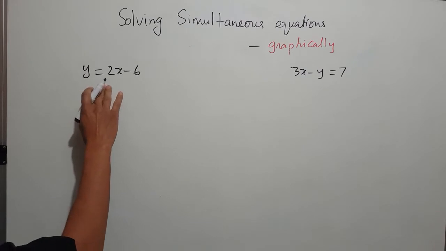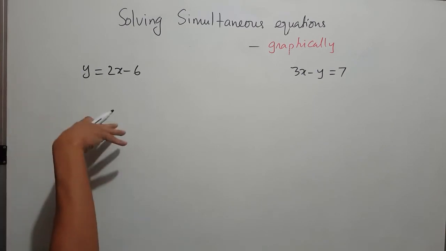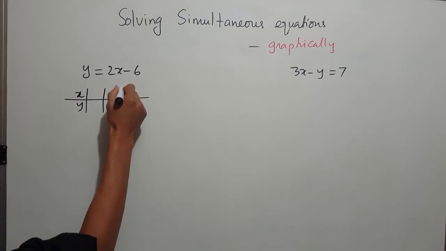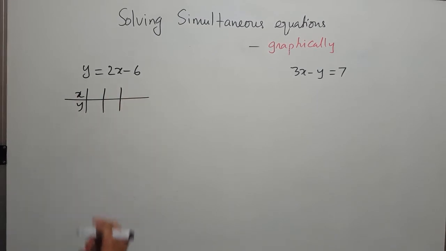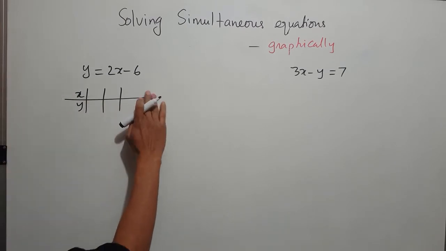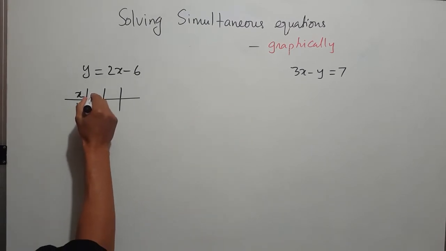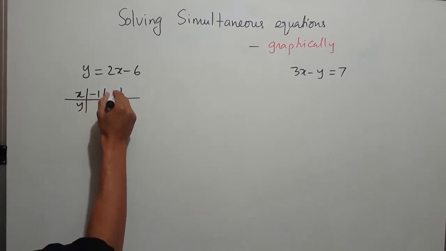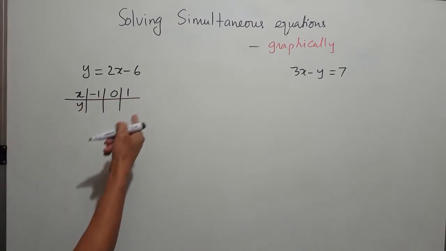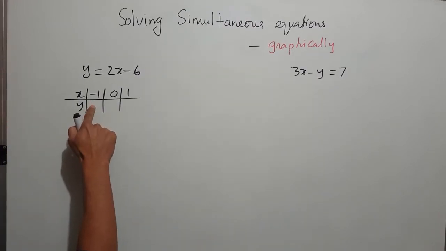In order to draw a graph, this is a straight line equation, a linear equation. In order to draw the graph, we can just get some x and y values. To plot a straight line, we just need 2 points. I'm just trying to get 3 points to plot. That's fine, even 2 points is enough to draw a graph. Now, x, just consider I'm going for x equal to minus 1, 0, and 1. And these are independent variables, so you can choose any value for x. I'm just going for small values to make our calculation easy. And now I'm trying to find the corresponding y values.